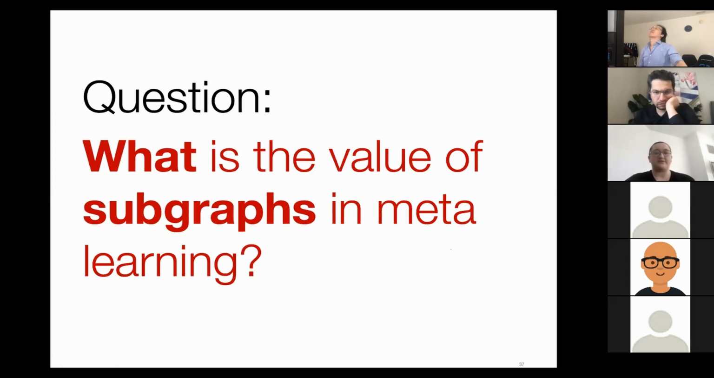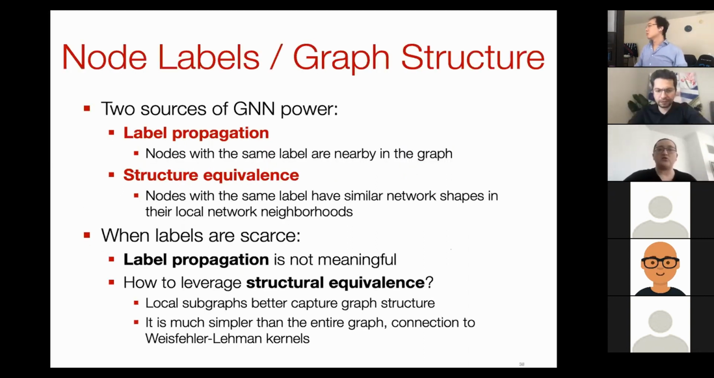Again, you might have seen that there is this recurring topic of subgraphs. So what is the value of subgraphs here, in contrast to the value of subgraphs in the first part of the talk? In the first part of the talk, the goal was to embed subgraphs. Here, we are not embedding subgraphs at all. Our goal is to leverage subgraphs to improve our ability to make good predictions. The way to motivate this work is to think about what allows graph neural networks to really make good predictions on graphs. We typically think that there are two sources of predictive power for machine learning applied to biomedical networks. The first is label propagation.